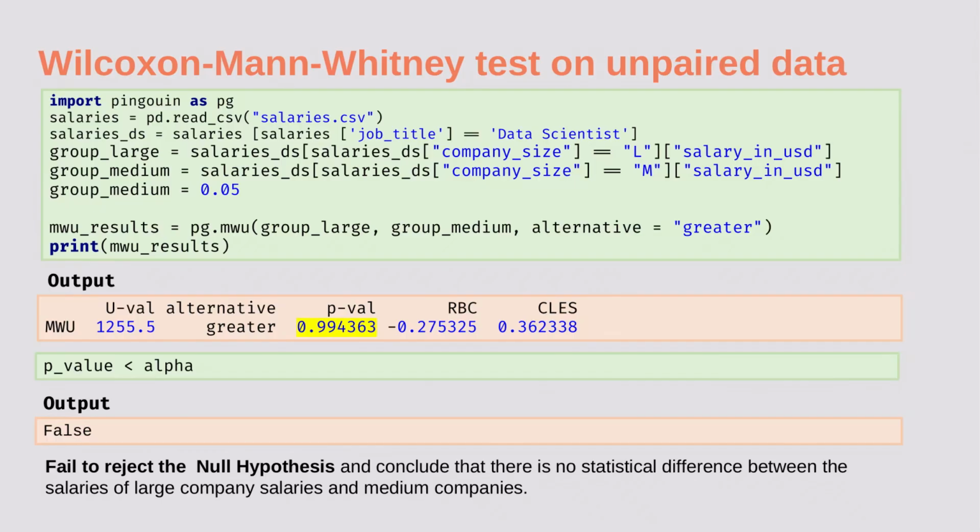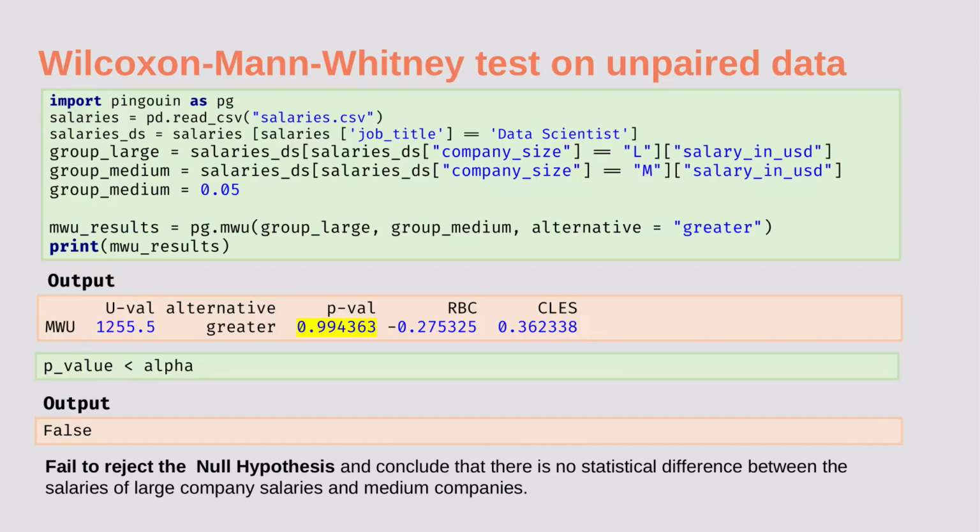Let's walk through a non-parametric test called the Wilcoxon-Mann-Whitney test, which is used when we want to compare two independent groups. This test is equivalent to the unpaired t-test, except the Wilcoxon-Mann-Whitney test is run on non-parametric datasets. We are using the salaries of data scientists working at large companies versus those working at medium companies. We start by loading our dataset and filtering it to include only data scientists. Then we split their salaries into two groups based on the company size, large and medium.